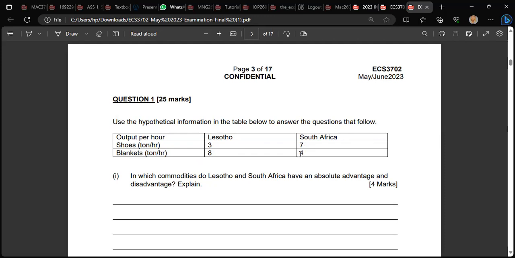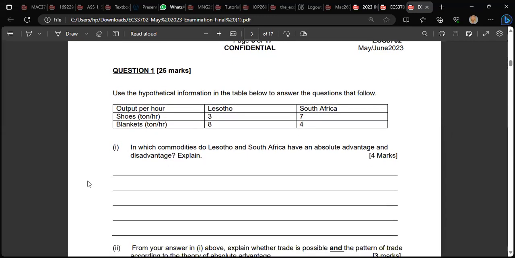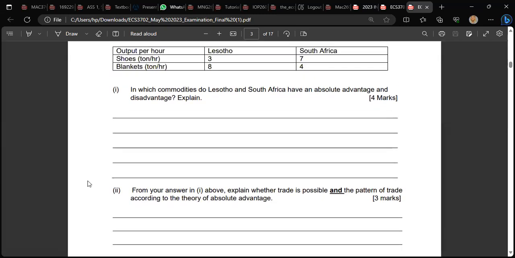So South Africa has a disadvantage because they are producing less than Lesotho. And then Lesotho is doing 3 while South Africa is doing 7. So we are comparing between those two, and we need to point that out there. So with this one, always make sure that you get all your 4 marks, right? Always make sure that you get your 4 marks on that one.